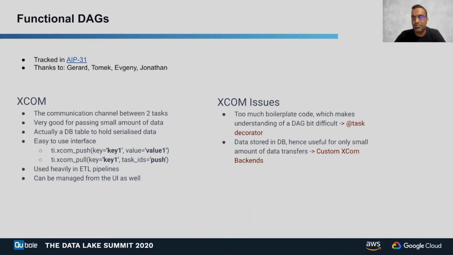So what are the issues then? It seems everything is fine. The problem with XCOM is that one has to write lots of boilerplate code around it, and you have to figure out how the information will flow. Logically, of course, you have to figure it out, but programmatically also. Like how would I write code so that this task will push the data and that task will pull the data, and all sorts of stuff. So understanding the main logic becomes difficult because of this boilerplate code around it.